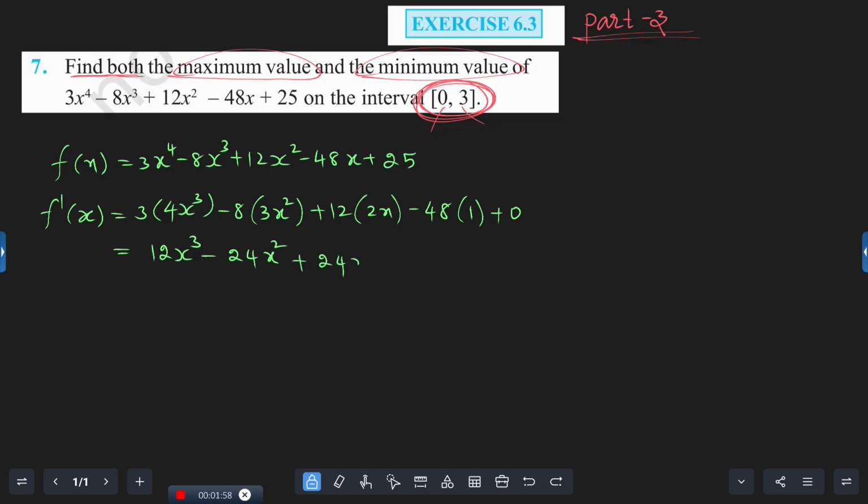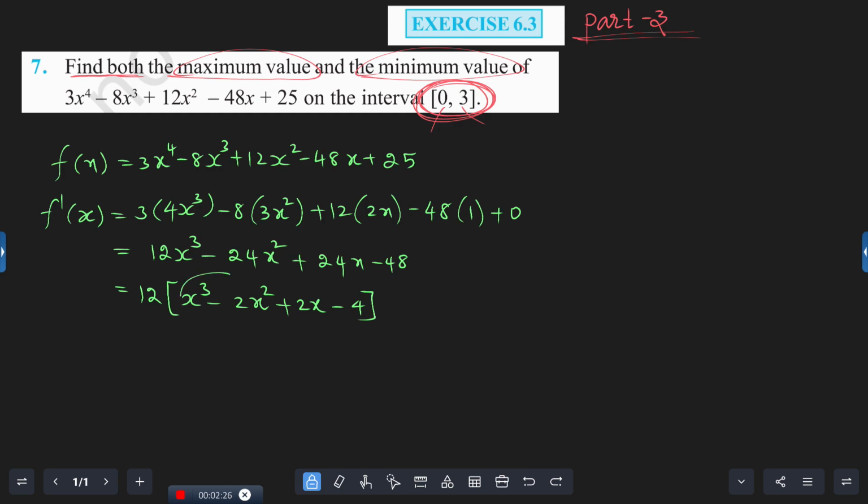Again 24x minus 48. What is common in all the terms? 12 is common, so take 12 outside. So x cube minus 2x square plus 2x minus 4. Now you have to simplify this: x cube minus 2x square plus 2x minus 4.